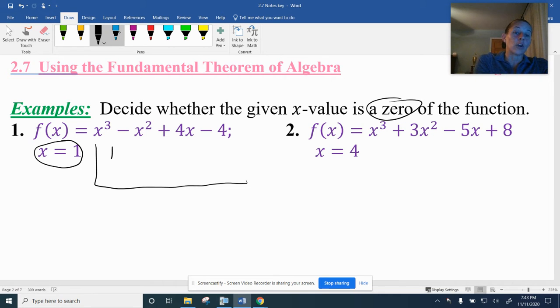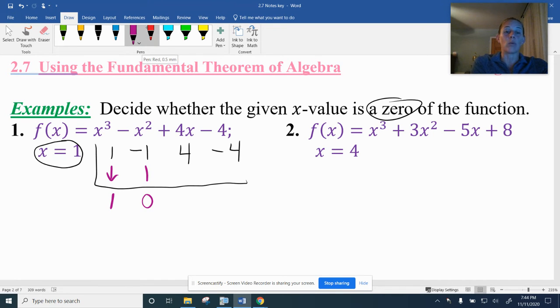So we were writing down our coefficients. We have a positive 1 for the x cubed, a negative 1 for the x squared, a positive 4 for our x, and a negative 4 for our constant. Then as we work through our synthetic substitution or division, which is the same process, we would drop down our 1, multiply it by this x value that we're checking, put it in the next column, add those up, multiply it by the 1 again, add the next column up, multiply that 4 by 1, and add it up.